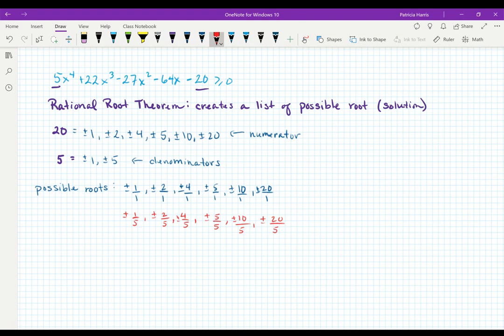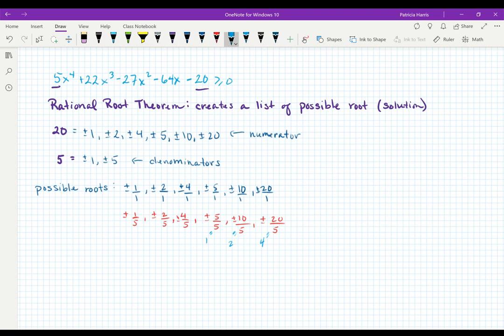Now that looks like a really long list, and it is, but you do have some repeats. If you have repeats, you can actually cut them out. So 5 over 5 is the same as 1, so I don't have to worry about that. 10 over 5 is the same as 2, and 20 over 5 is the same as 4. So you do have some repeats.